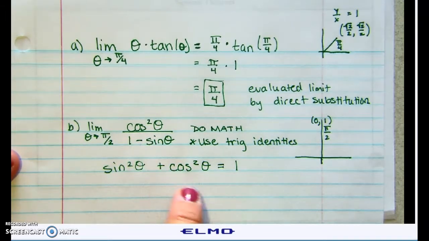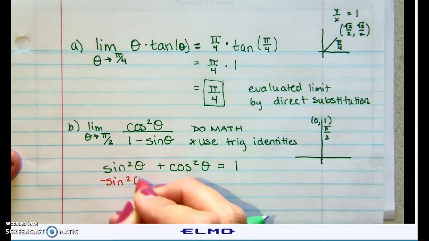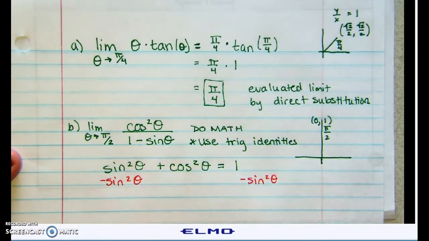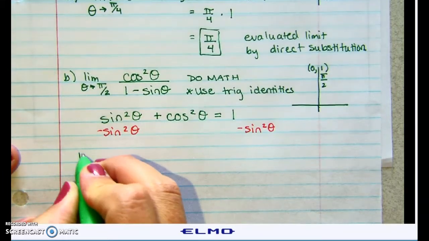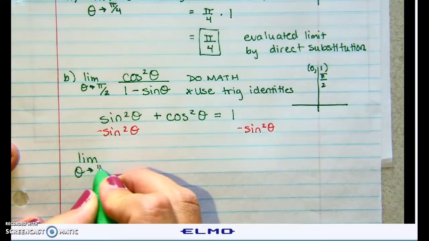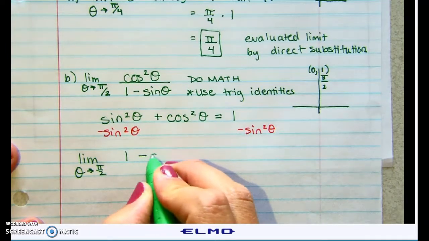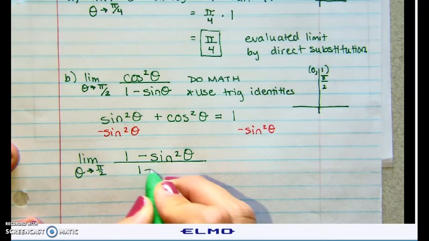So let's substitute out cosine squared. What would we substitute out cosine squared for? We need to get this by itself. Yeah? Can we move the sine squared to the other side by subtraction? Then cosine squared equals 1 minus sine squared, and we're going to substitute that out in the numerator. Okay, so instead of cosine squared, we have 1 minus sine squared all over 1 minus sine.